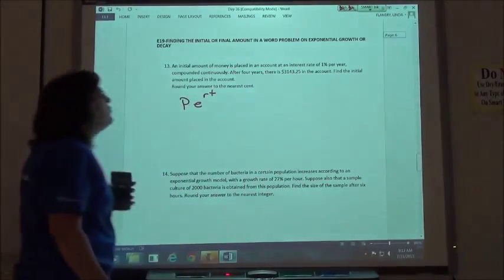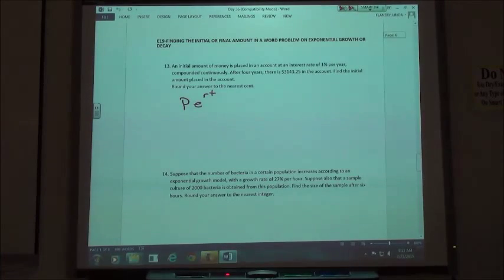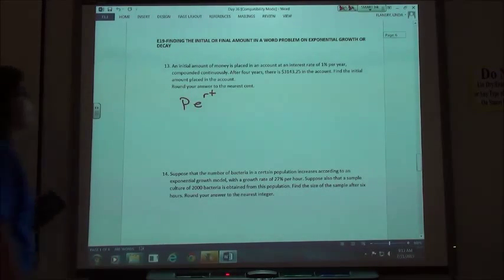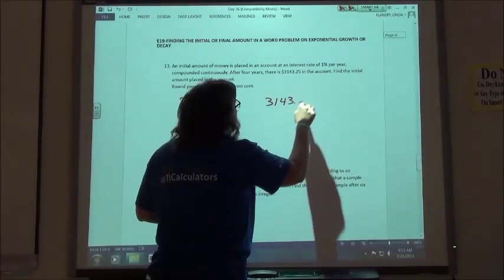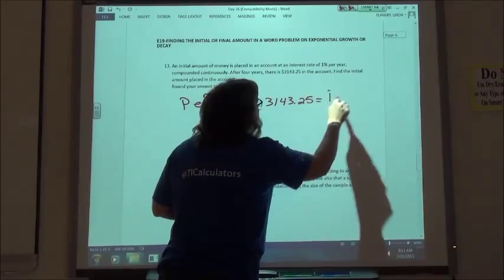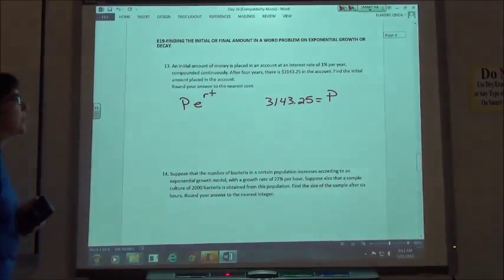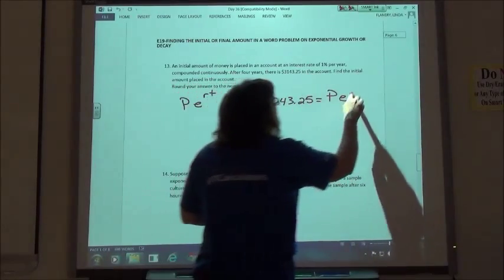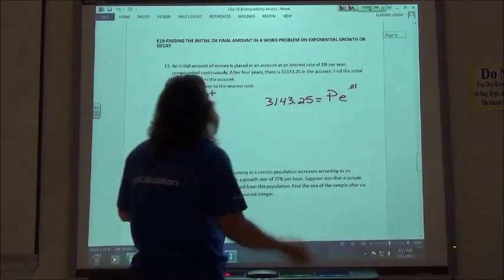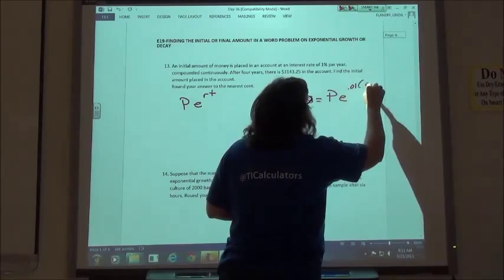After 4 years, there's $3,143.25 in the account. Find the initial amount placed in the account. So this is the final amount, $3,143.25. We want to find the initial amount that we put into the account. e, my interest rate is 1%, and 4 years is my time.